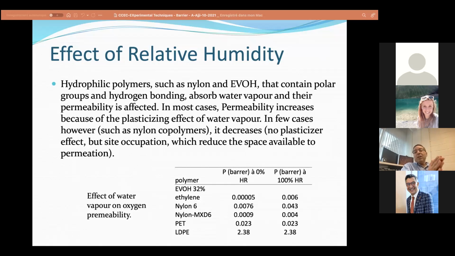The only polymer that is not sensitive, or less sensitive, to water vapor is PVDC, polyvinylidene chloride, which also has a very good barrier to oxygen, but it is now almost discontinued because of the presence of chlorine and the difficulties associated with its processing and recycling. So it is less and less used.